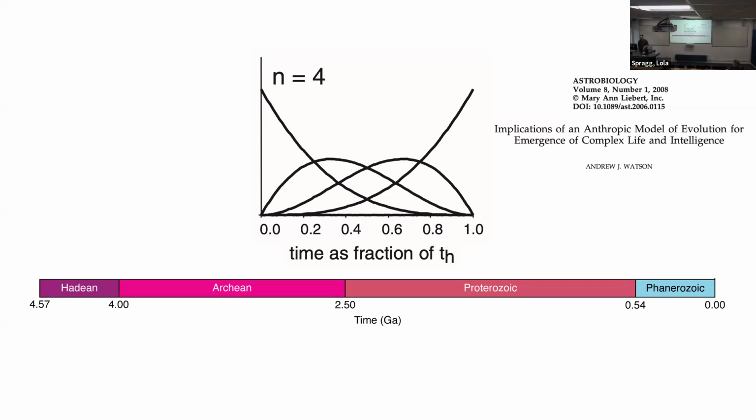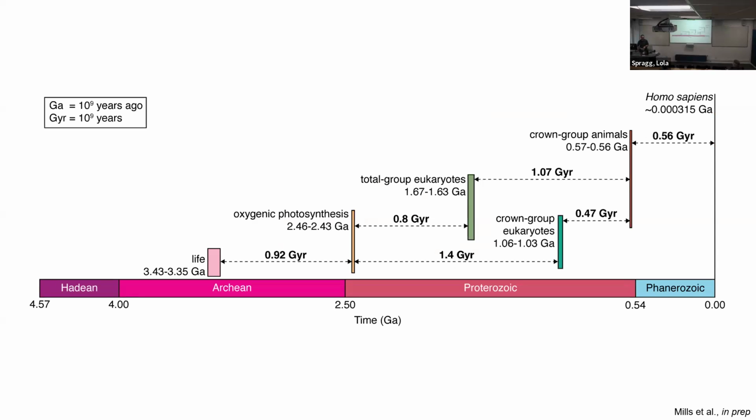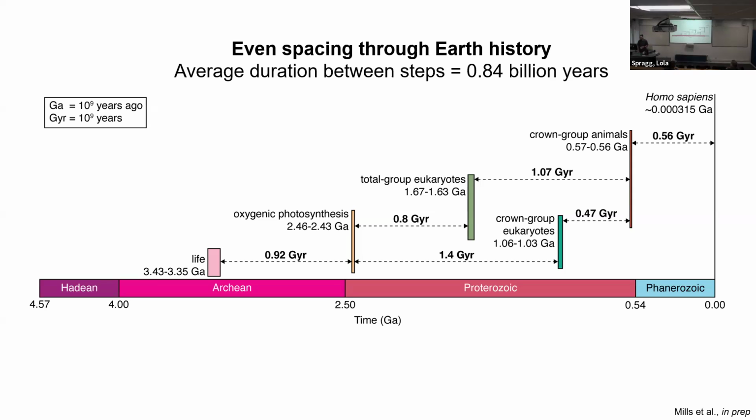So I looked at this, and I used the most conservative estimates for when these candidate hard steps happened. I'm not looking at molecular clocks. It's all the most uncontroversial evidence for all of these things, to get the most conservative timeline. But this is what their distribution looks like in Earth history. And yeah, they are more or less evenly spaced. The average duration between these steps is like 800 million years or so.